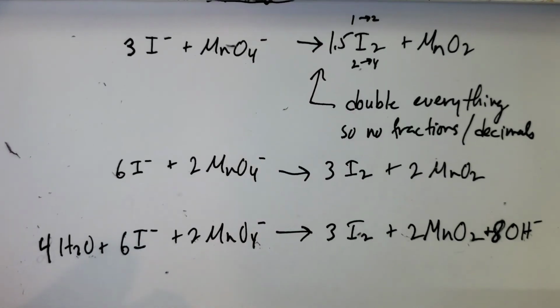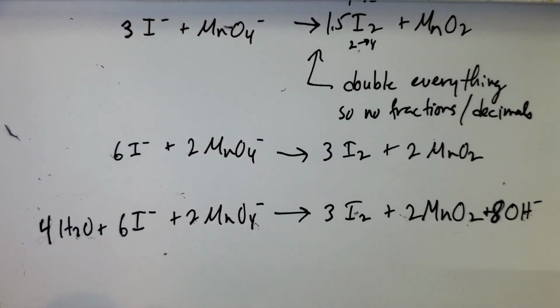All right, so that's balancing by the oxidation number method. You should be able to do the assignment now. We'll see you again.